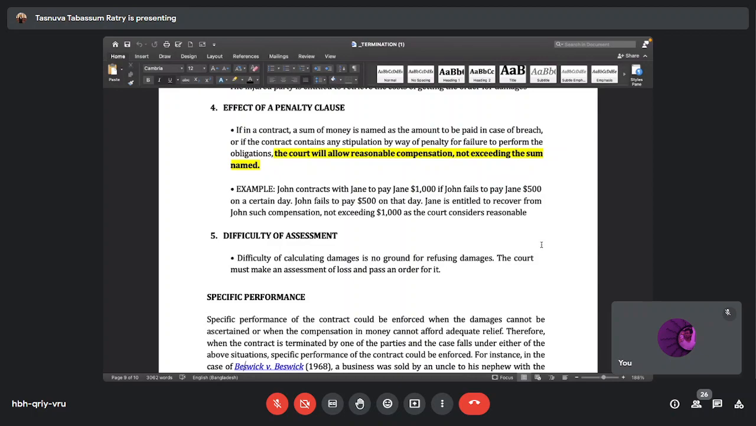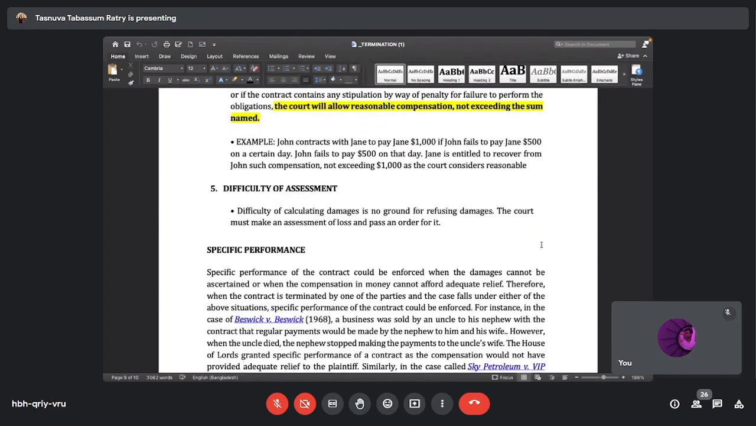In that case, the court will only allow $1,000 as compensation, nothing more, nothing else. Okay, that is the effect of a penalty clause. If a contract has a penalty clause, the court cannot allow any other amount outside that amount as damages.